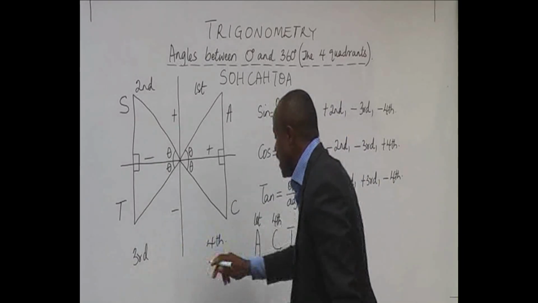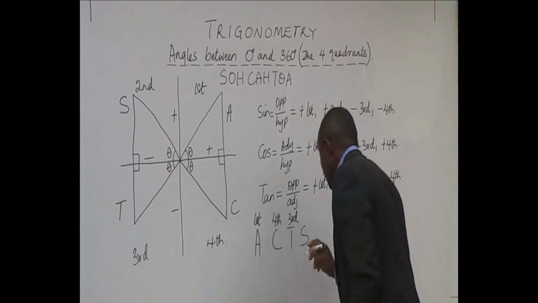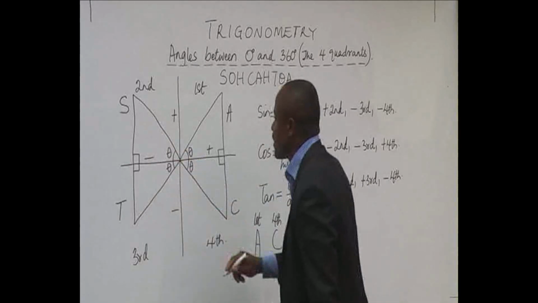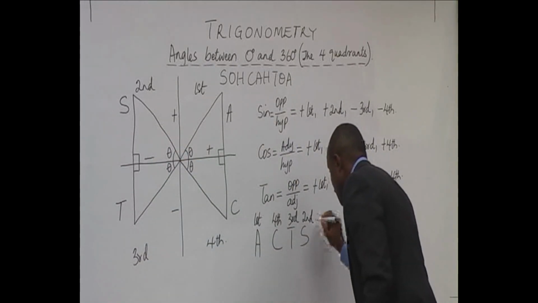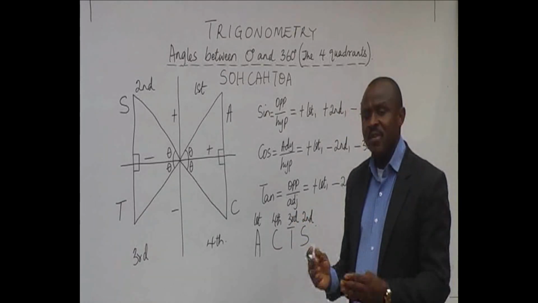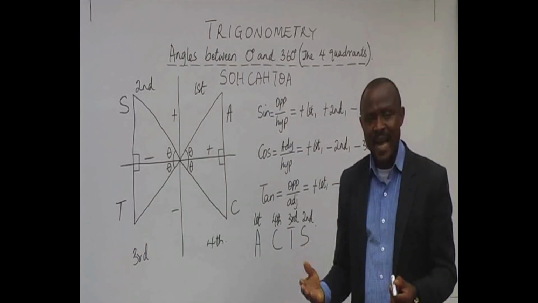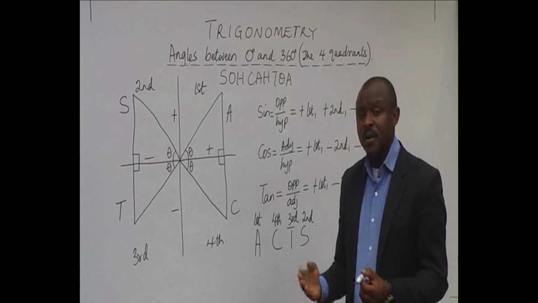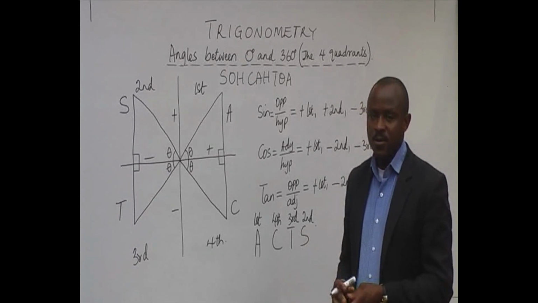T means only tangent is positive in the third quadrant. S means only sine is positive in the second quadrant. When we are discussing angles or finding the values of angles, it will help us to know whether we should attach a positive or a negative value to any angle we are to find its value.